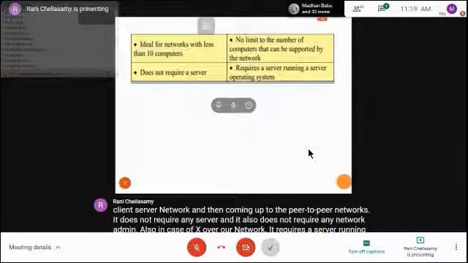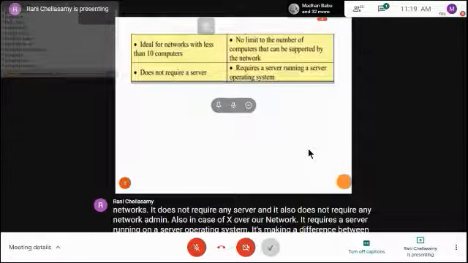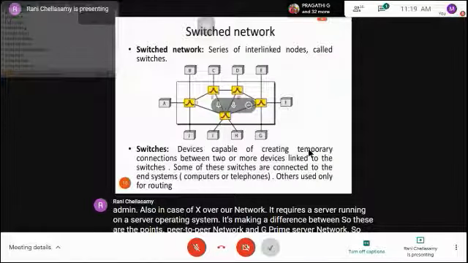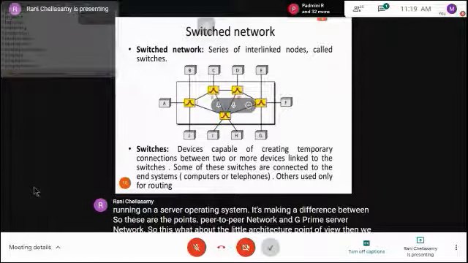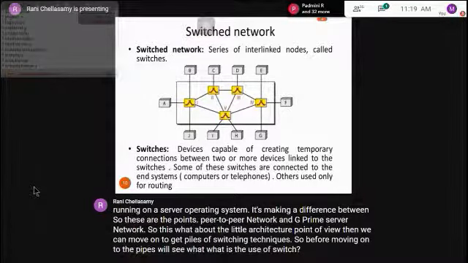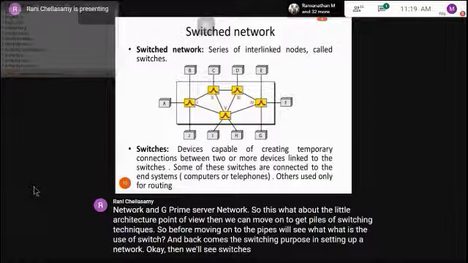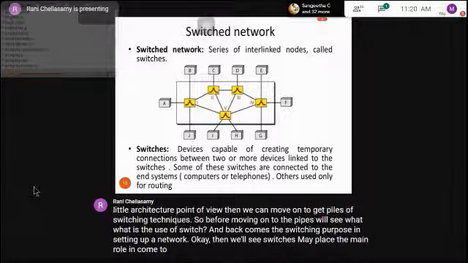So this is about the network architecture point of view. Then we can move on to the types of switching techniques. Before moving on to the types, we'll see what is the use of a switch and where switching comes into setting up a network. Switches play a main role in making the communication possible.